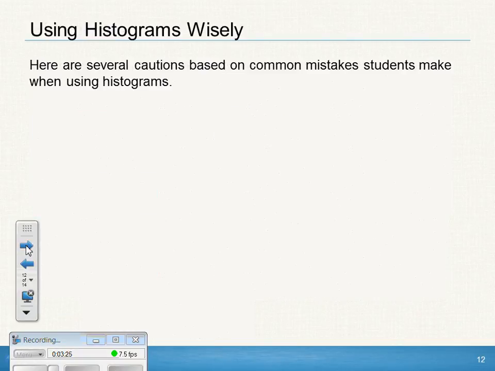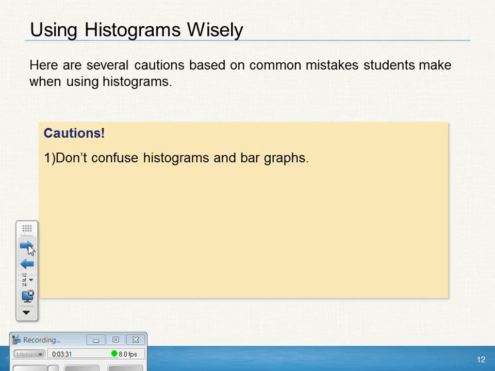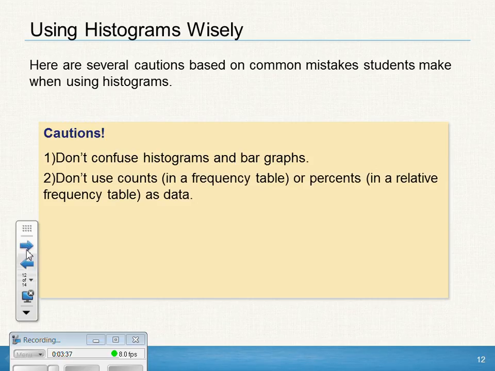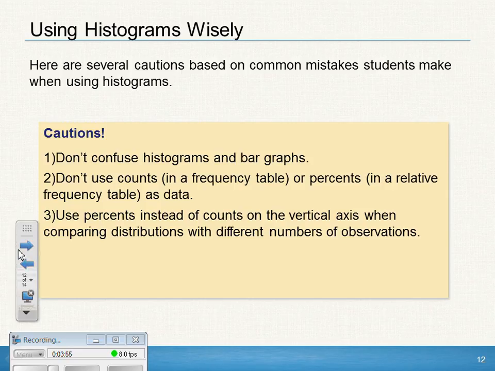All right, here are several cautions based on common mistakes. Don't confuse histograms and bar graphs. So we talked about those, right? Your bar graphs are for categorical. Don't use counts in a frequency table or percents in a relative frequency table as data. Use percents instead of counts on the vertical axis when comparing distributions with different numbers of observations.